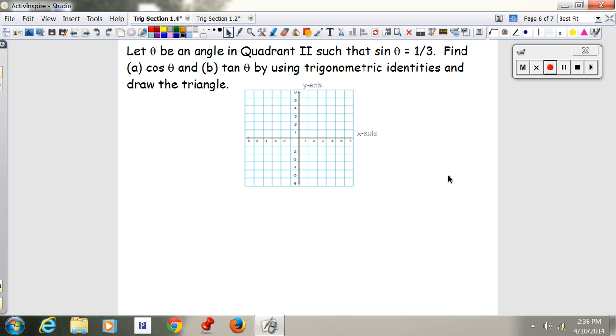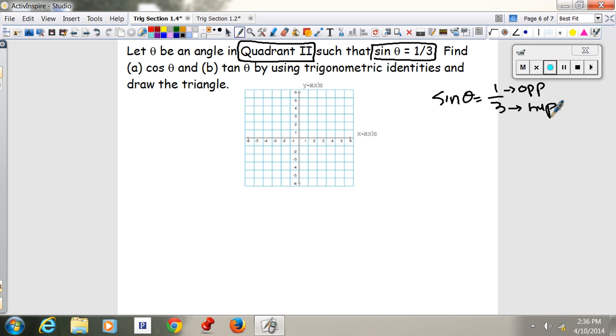All right, we got to get to the last one here so we have enough time to finish. We're in quadrant 2. It's telling us the clues. Quadrant 2, and the sine is 1/3. So the sine is 1/3, which means we have an opposite side of 1 and a hypotenuse of 3. That's giving us two sides of the triangle. How do I find my third side?